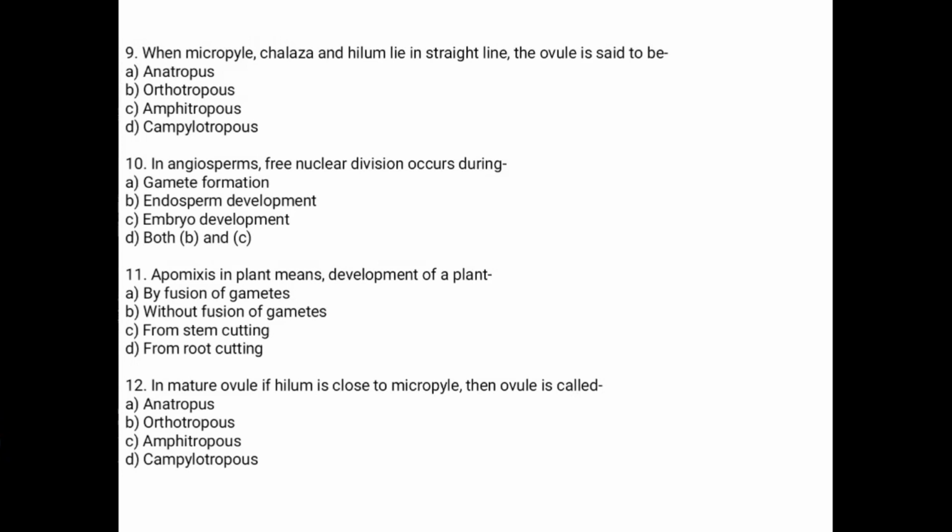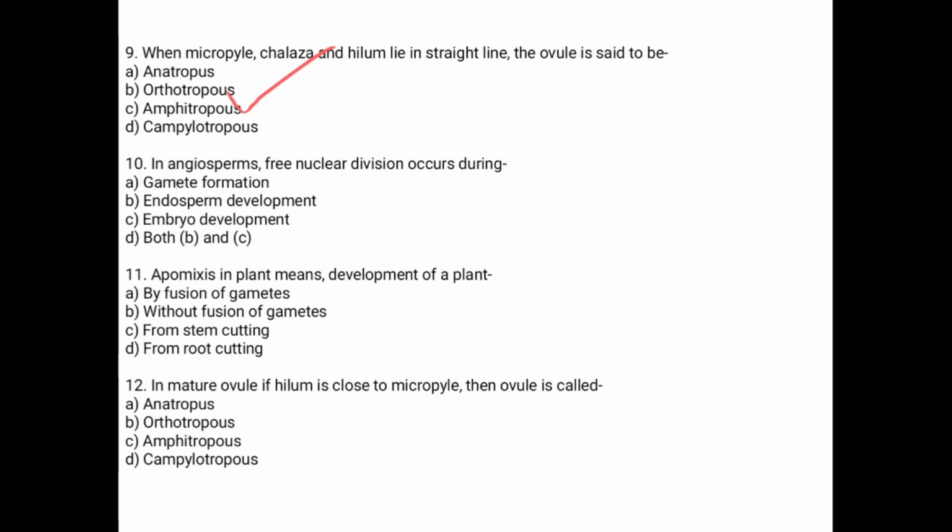When micropyle, chalaza and hilum lie in a straight line, the ovule is said to be, it is called orthotropous. Because in anatropous the body of the ovule becomes completely inverted during development, so that the micropyle lies very close to the hilum.